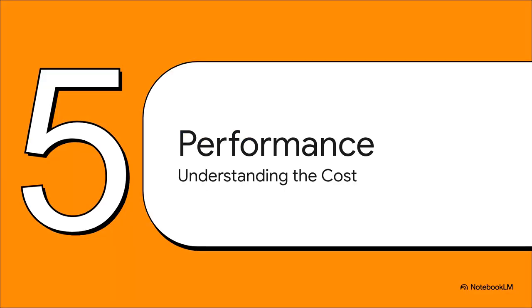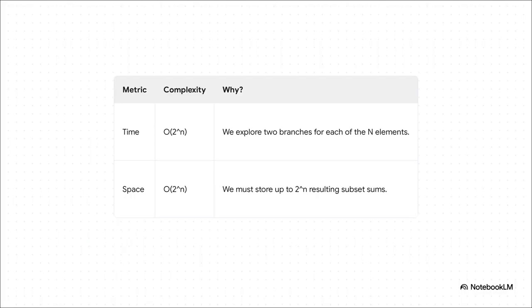Now, this recursive approach is, you have to admit, pretty slick. But with any algorithm, we have to ask about performance. What's the cost of exploring this entire ever-expanding tree? Well, since we make two choices for each of the n numbers in our list, the problem size doubles at every level. This gives us what's called exponential time complexity, or O of 2 to the n. And it's the same for space. Why? Because we ultimately have to store 2 to the power of n different sums in our final answer. It's elegant, but it can get slow and memory-hungry pretty fast.